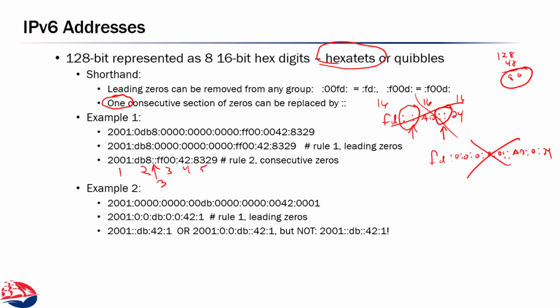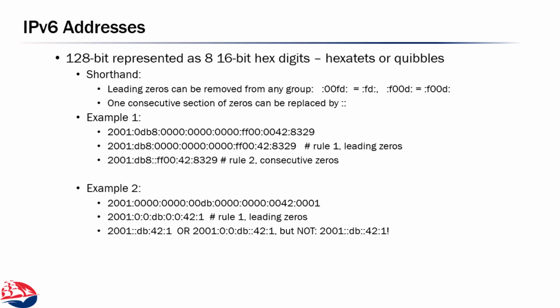As another example of how this works, we could take this number, apply rule number 1 to get rid of leading zeros, so those two go away, those two go away, those three go away. And then we can apply rule 2. And in rule 2, I could do the 2001 and I could delete those.